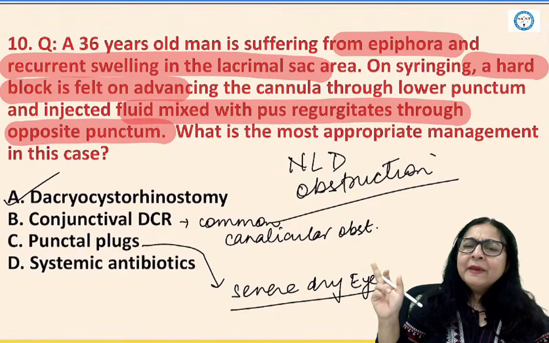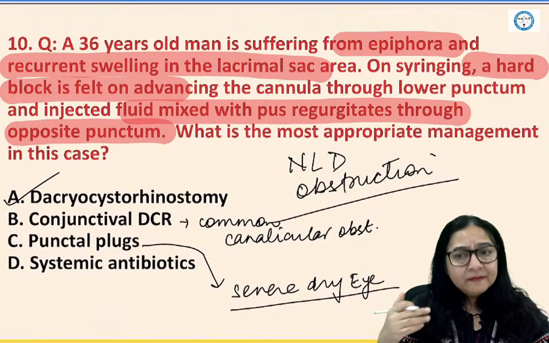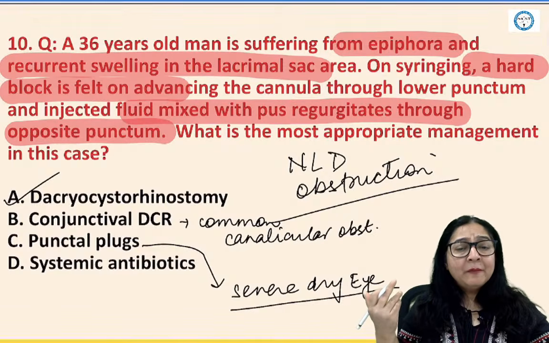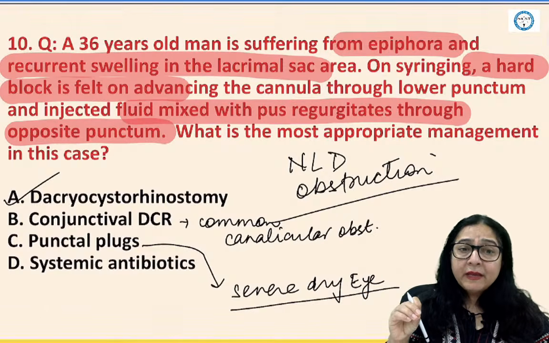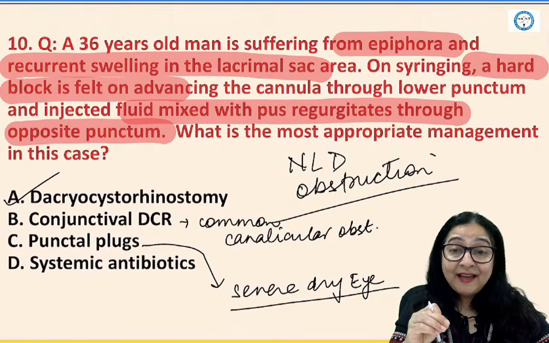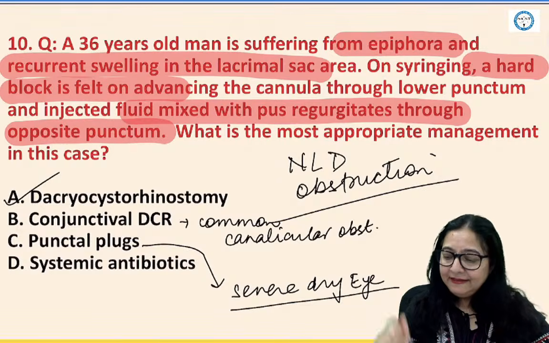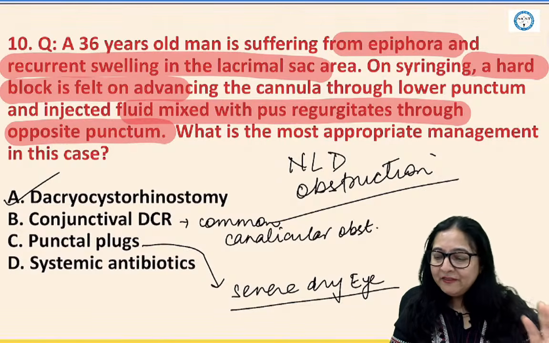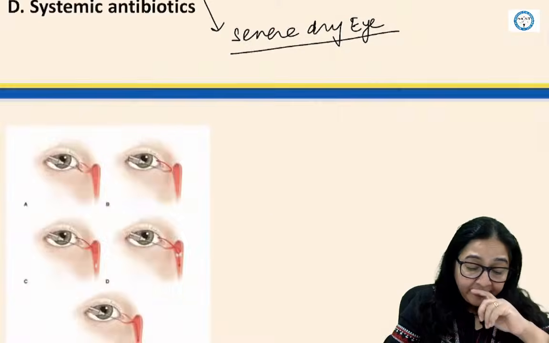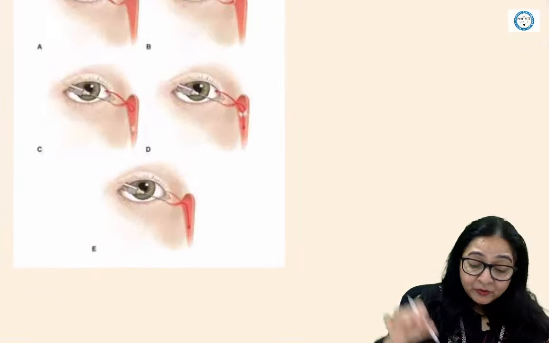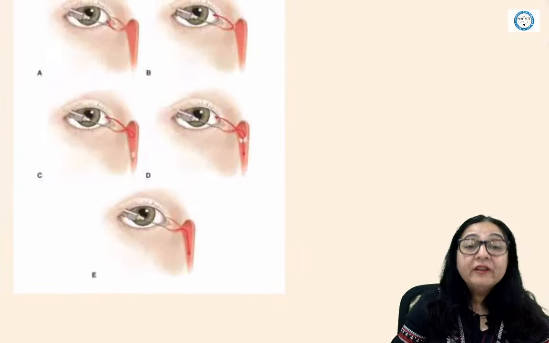Okay, systemic antibiotics: if there is infection in the lacrimal sac area, you can give systemic antibiotics before you do the DCR, but the definitive treatment of NLD obstruction is DCR. Okay, so I'm sure everybody is very clear about it. And you should also be able to interpret the results of the syringing, beta.